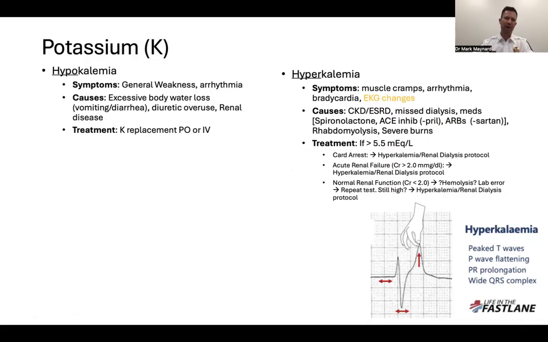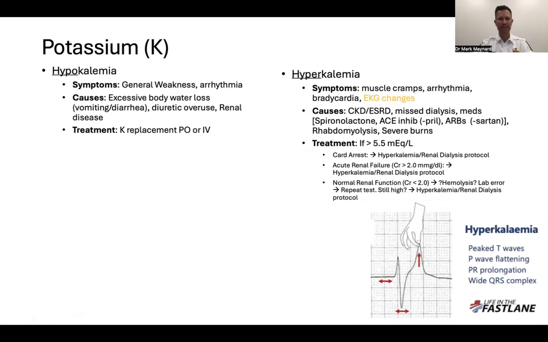So if the creatinine is less than 2 and you get a high potassium, something's not making sense there. So why would the patient have a high potassium and a normal creatinine? It could be lab error or what we call hemolysis, and we'll explain that a little bit. But if you get a high potassium and the renal function is normal, the next step is to repeat that test because it's probably a lab error. And we'll talk about this in detail in just a minute.